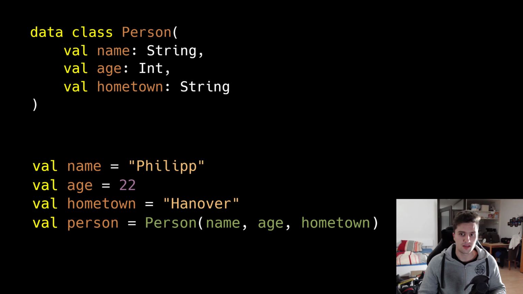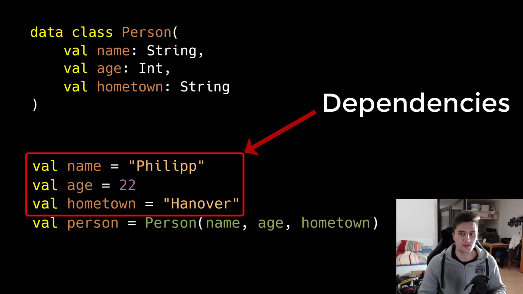So that means in this case, the name, the age, and the hometown are all dependencies for our Person class. And for now, you probably always kept those dependencies in the class you created the object in, but this can quickly become very messy and also lead to some problems.